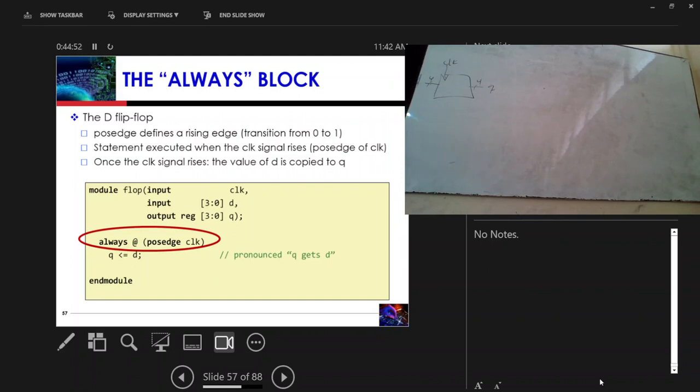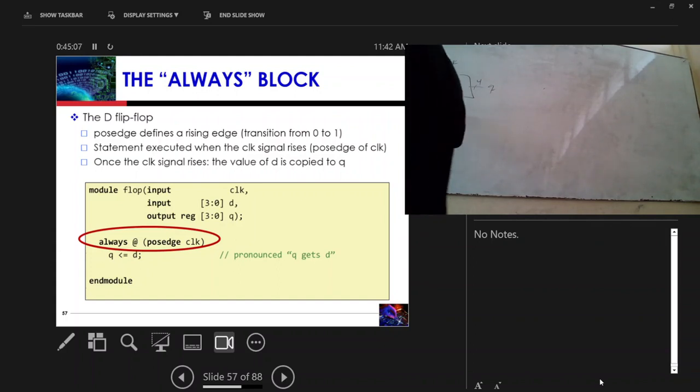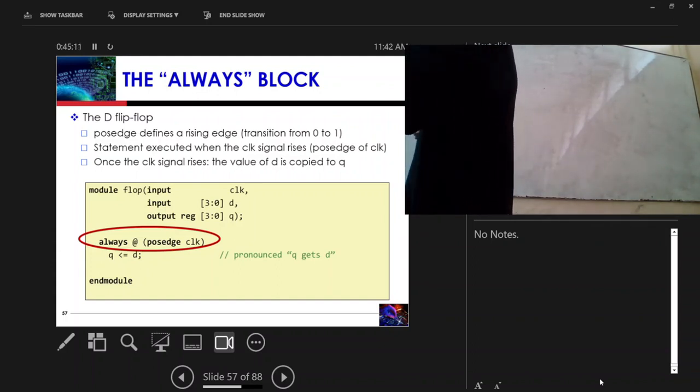So if I write this: always at the positive edge of the clock, Q is equal to D. It means that always at the positive edge of the clock, Q will get D. The sign simply means the left-hand side gets the right-hand side. Understood?